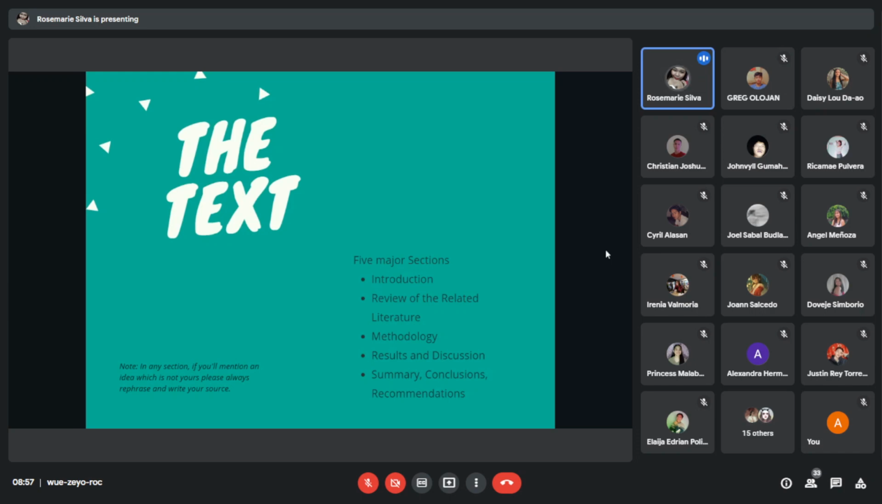Note, in any section, if you mention an idea which is not yours, please always rephrase and write your source. Because in a research, which is a formal writing, we really don't allow plagiarism.